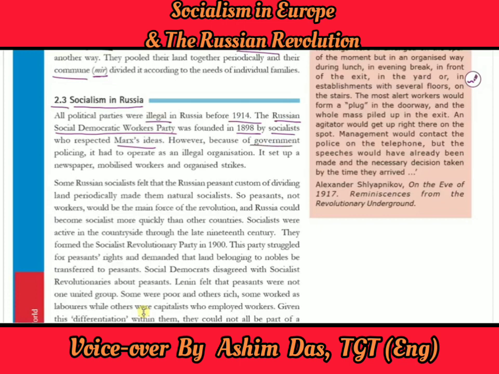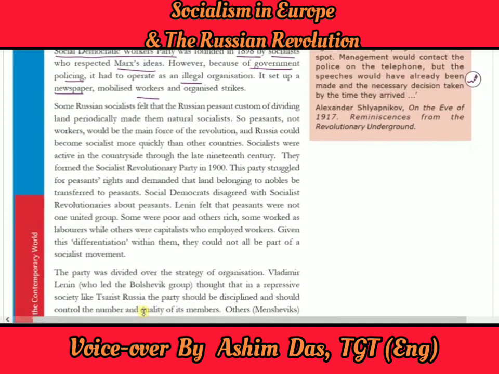However, because of government policies and policing, it had to operate as an illegal organization. This Russian Social Democratic Workers' Party was declared illegal because of the government policies, and it set up a newspaper also, mobilized the workers, and organized strikes whenever necessary.